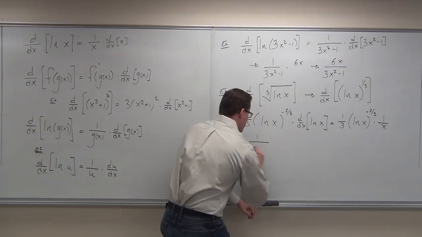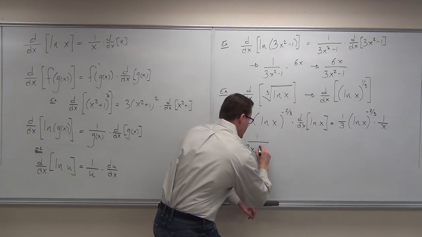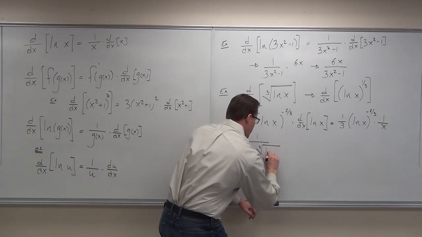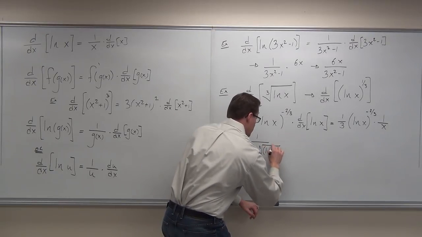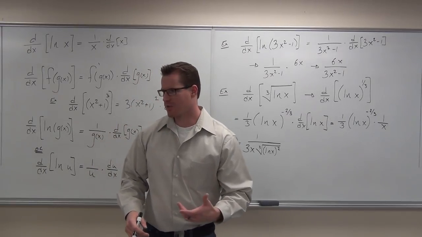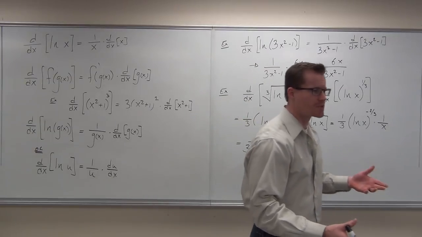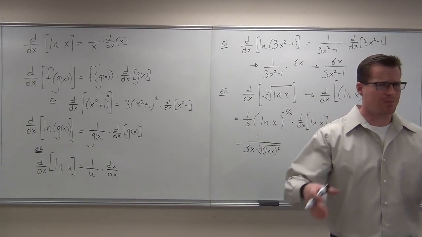We could have 1 over 3x, no problem. We can have a cube root of ln x to the second. That's how I'd like you guys to write it. Make it clean. Sometimes I let you do it with negative exponents, but most of the time I don't want negative exponents. I want them nice and neat.